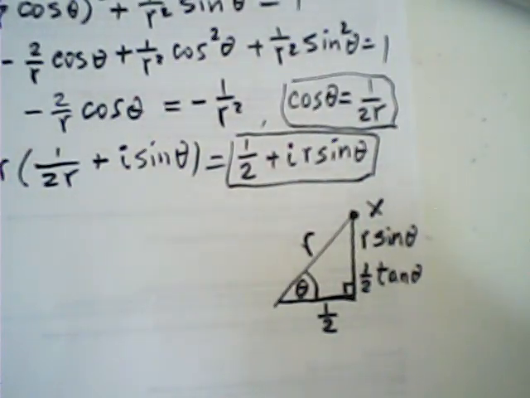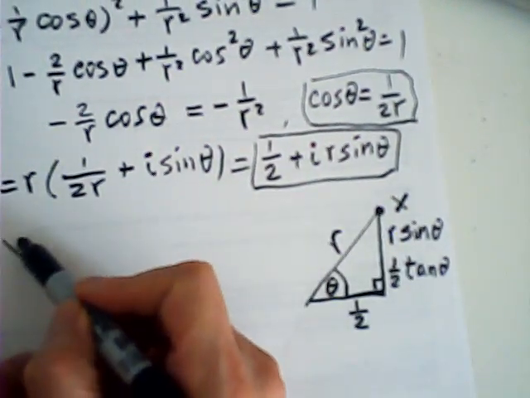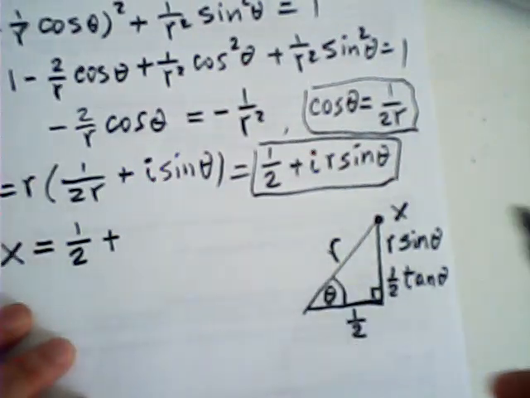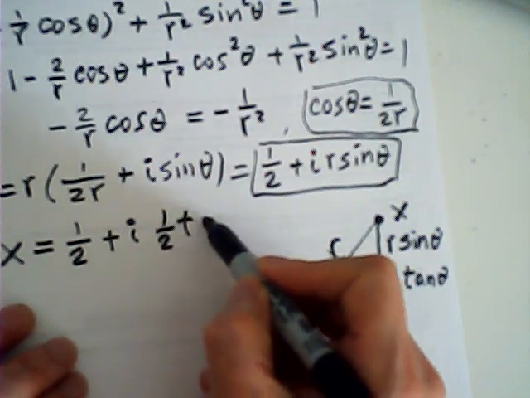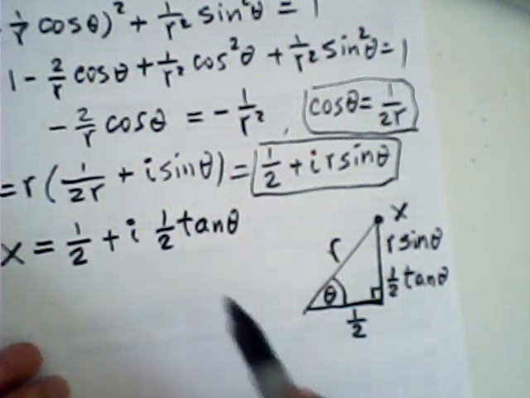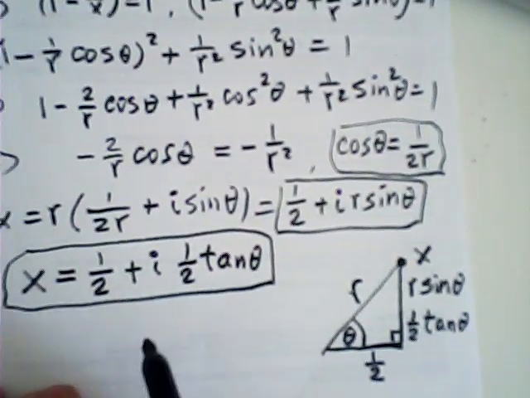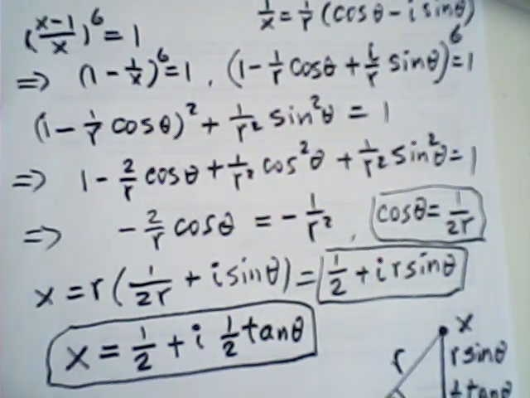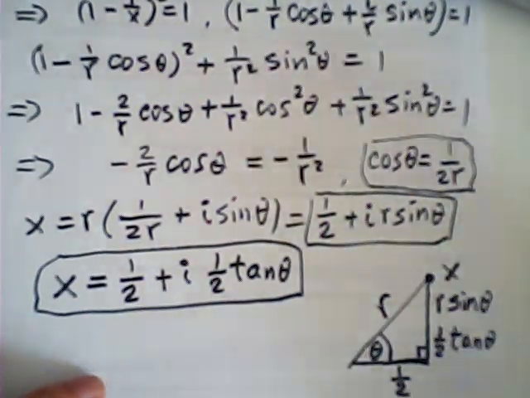Okay. This is better because this one has no r. So our x now is equal to 1/2 plus i times half tangent theta. See, that is better. Although I haven't found x yet, I know what x looks like. The real part is half, the imaginary part is half tangent theta. Theta is my argument. See, it's very clear.